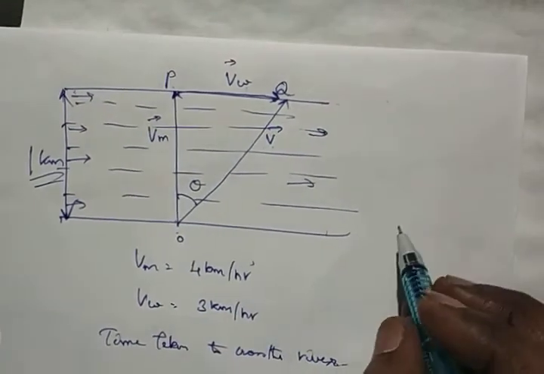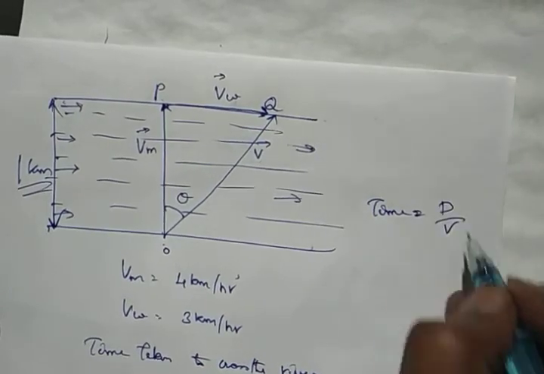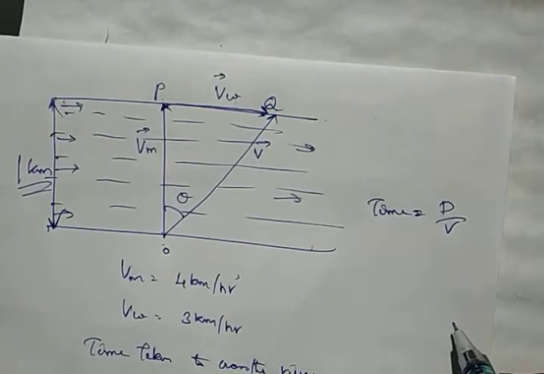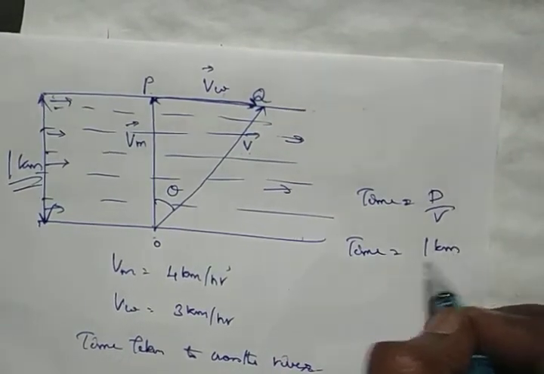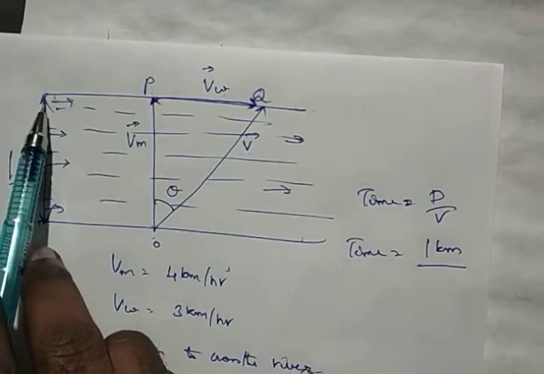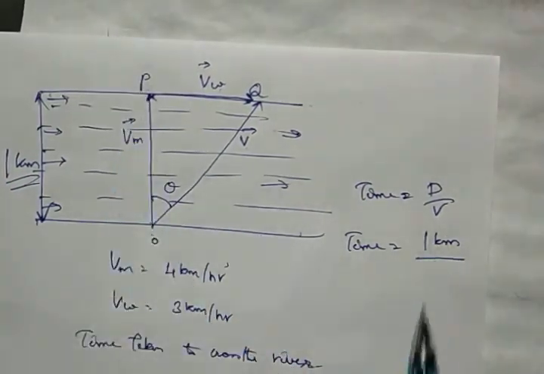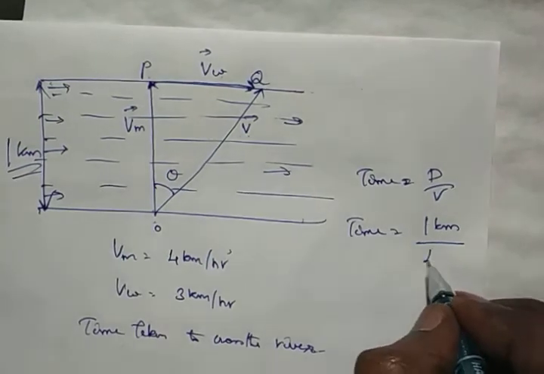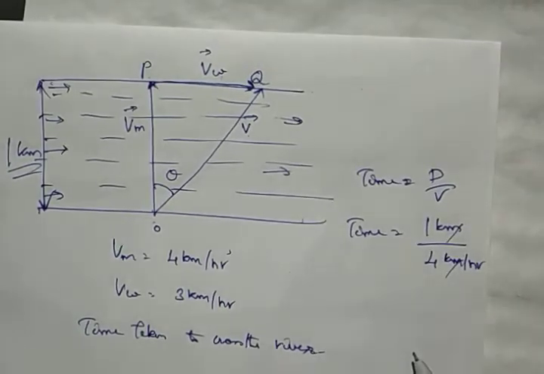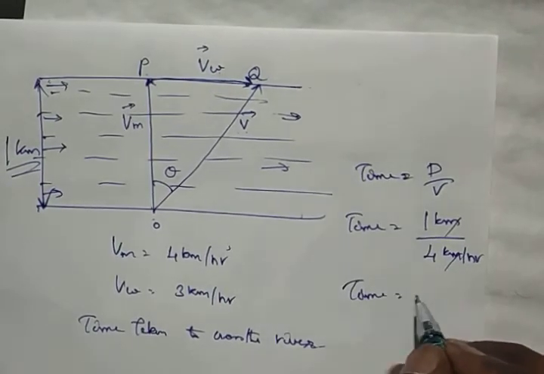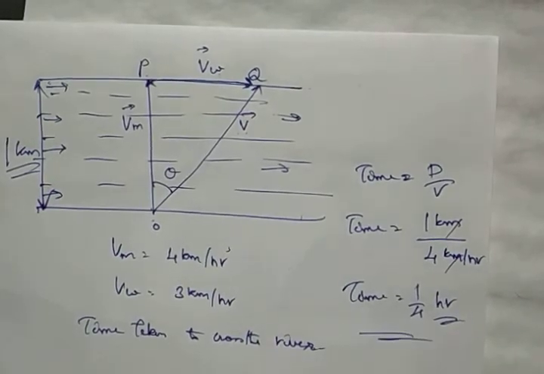Time taken is going to be equal to distance upon velocity. So time taken is equal to 1 kilometer. This perpendicular is 1 kilometer, and the same perpendicular velocity we can find out. That is going to be equal to 4 kilometers per hour. These two get cancelled out. So time is equal to 1 by 4 hour he will take. That's the time he will take.